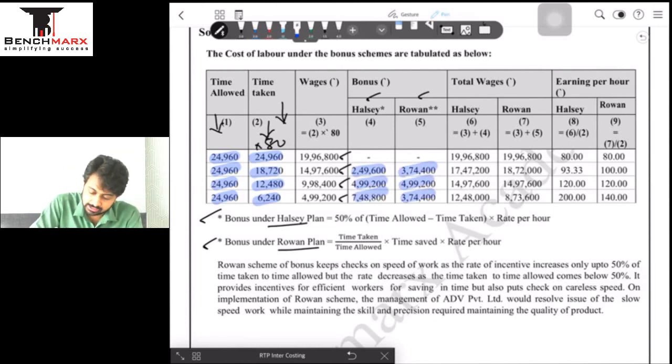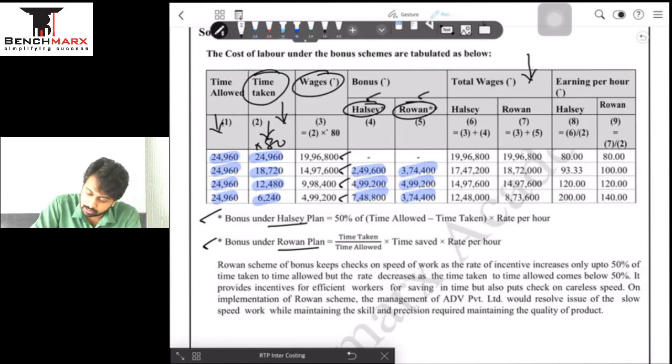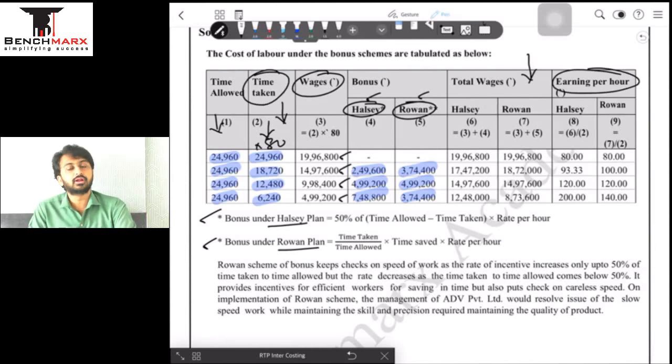Total wages, obviously, is going to be the wage column plus bonus as per Halsey, or the wage column plus bonus as per Rowan, in the respective columns, and I will get the total wages. Once I get total wages, simply divide the total wages by the time taken to get my earnings, or effective earnings per hour.